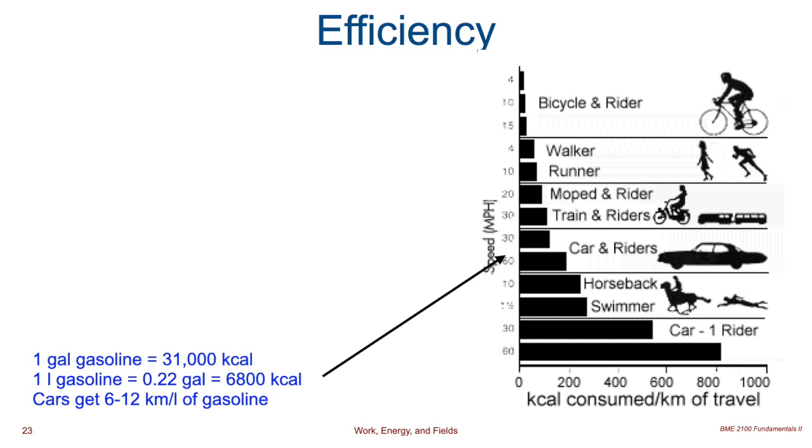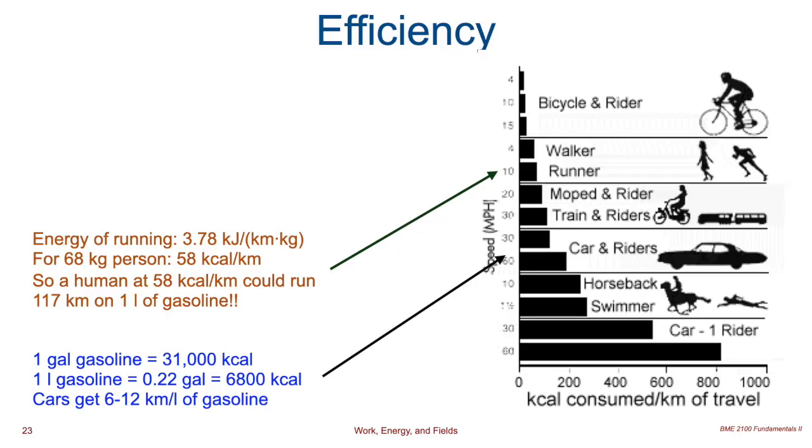And it turns out that if you do the conversions, miles to gallons and all that good stuff, you get something like 6 to 12 kilometers per liter of gasoline in a contemporary car. So that's the actual efficiency, the number of kilometers per unit of energy. That's another metric of efficiency.